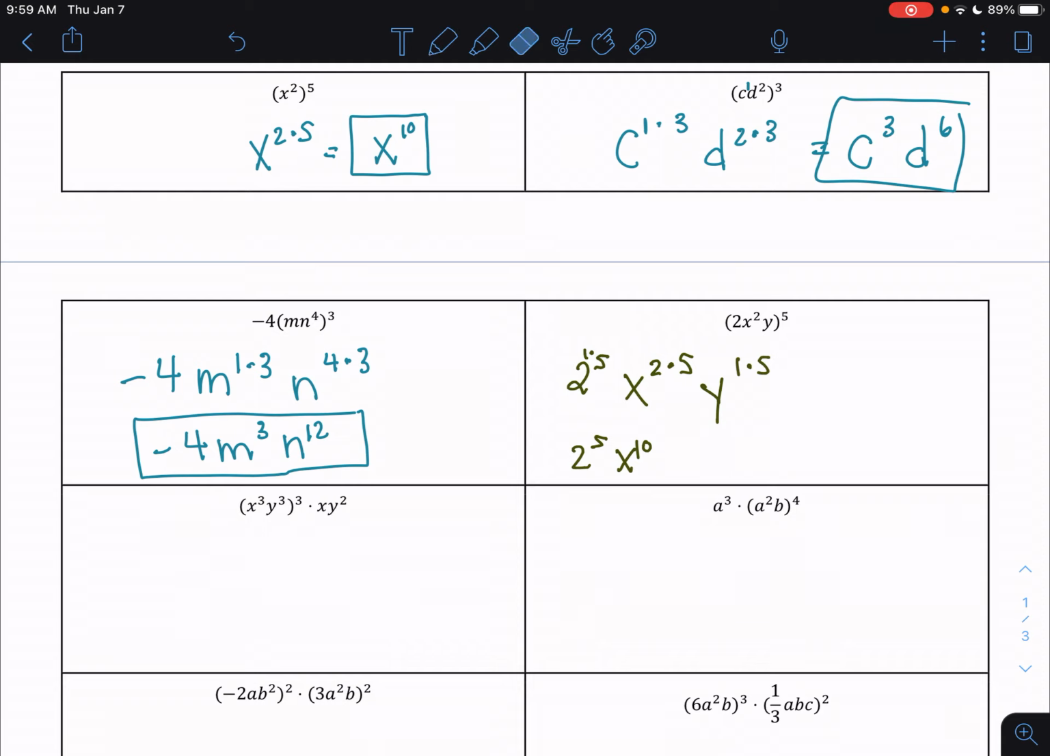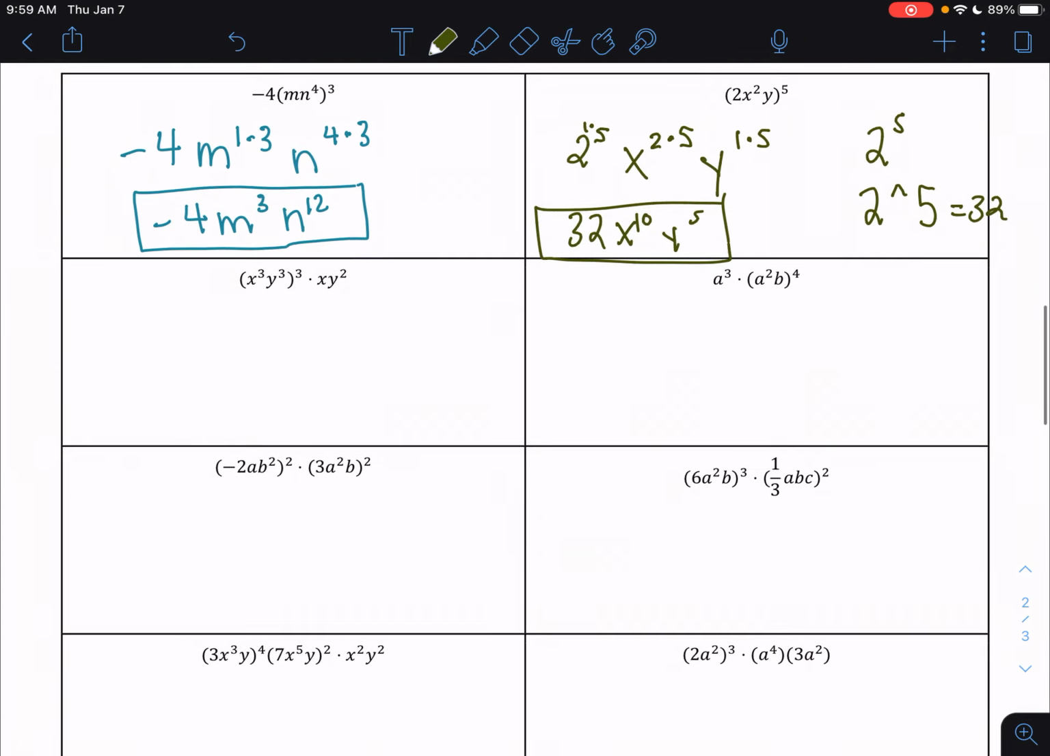Oh, we need to simplify. What is 2 to the 5th? 32. X to the 10th and y to the 5th. If you don't know what 2 to the 5th is, you can put it in your calculator. You would put a 2, and then you should have a little caret there, and then a 5. And that should give you 32.